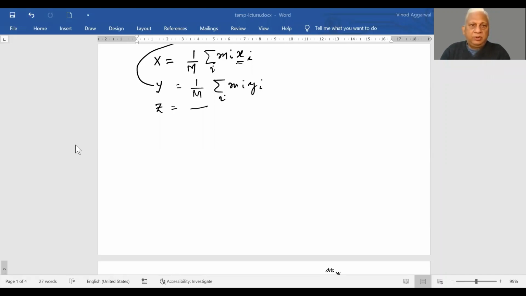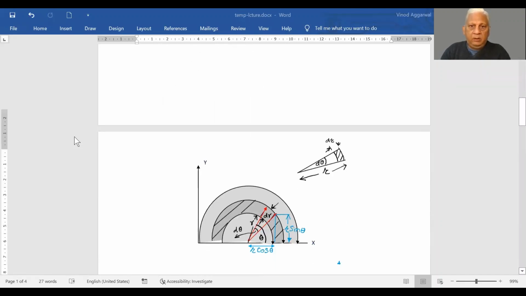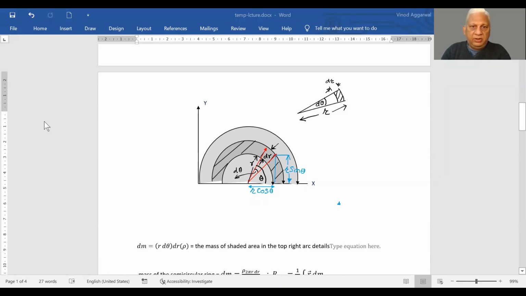Now let's try to find the center of mass of a semicircular disk. This is the diagram of this semicircular disk. This light gray portion is a semicircular disk. What we do is we make a small annular ring, which is the dark gray color here, do the analysis on this ring, and then extend the treatment from r equal to 0 to r equal to the total R. Okay.